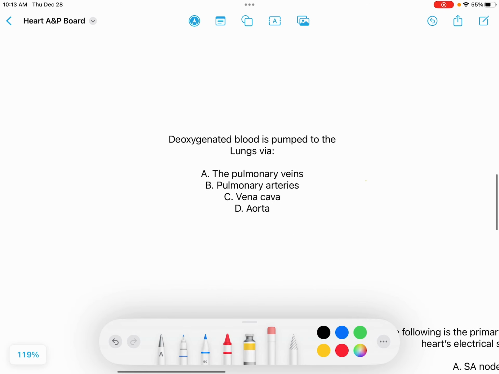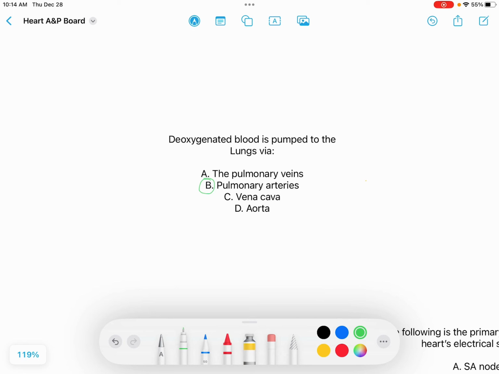All right, so first question. Deoxygenated blood is pumped to the lungs via A, the pulmonary veins, B, the pulmonary arteries, C, vena cava, or D, the aorta. Take a moment to pick an answer. And the correct answer here is going to be B, the pulmonary arteries.